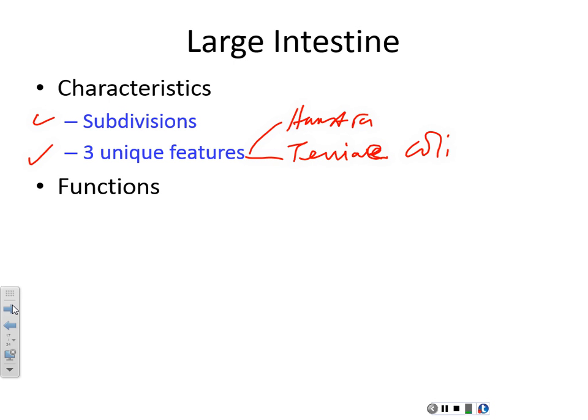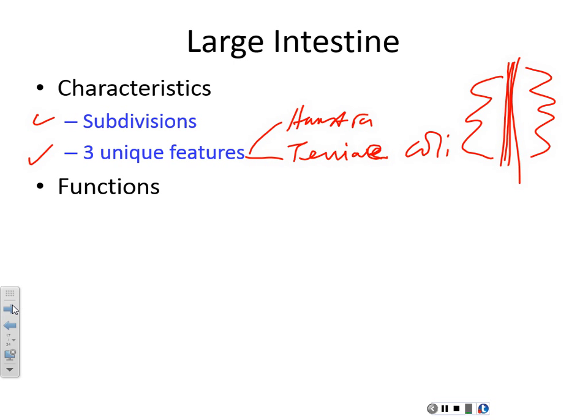Okay, taeniae coli are three bands of elastic connective tissue that have tension in them that pulls the large intestine into pockets, which makes that rostral appearance. You know what I'm saying? Like this. You've got three bands of connective tissue that contract a little bit, and then they create those bags.